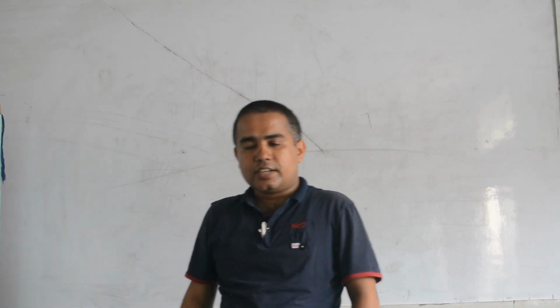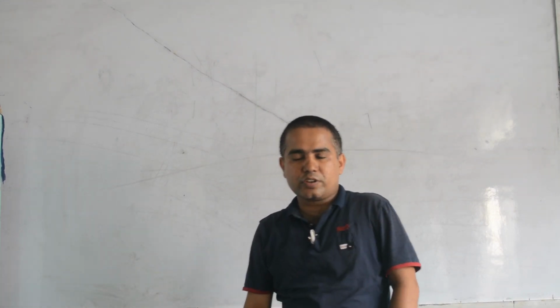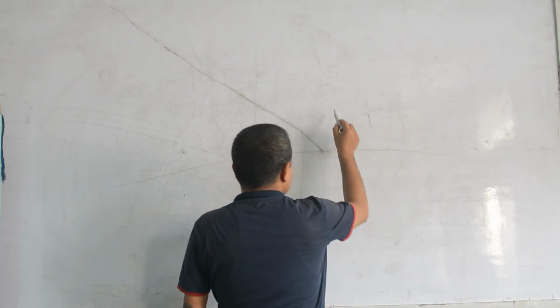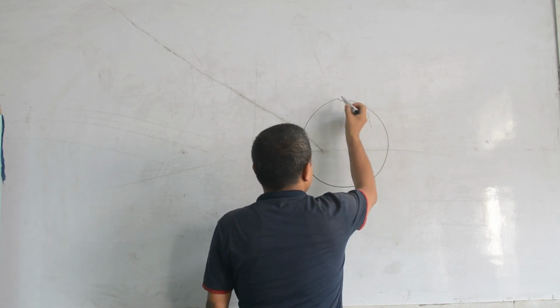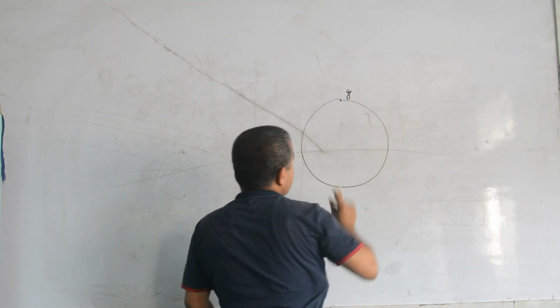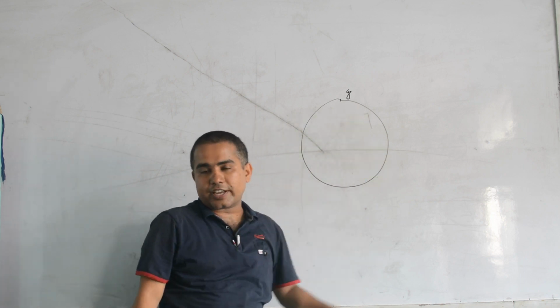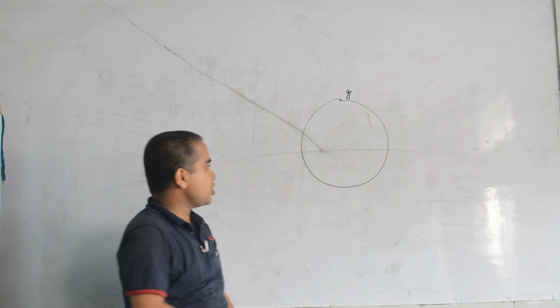Welcome dear students. In this class I am going to discuss the variation of acceleration due to gravity with depth. How does acceleration due to gravity vary with depth? So suppose this is our earth. This is a point on the surface of the earth. Here acceleration due to gravity is represented by g.